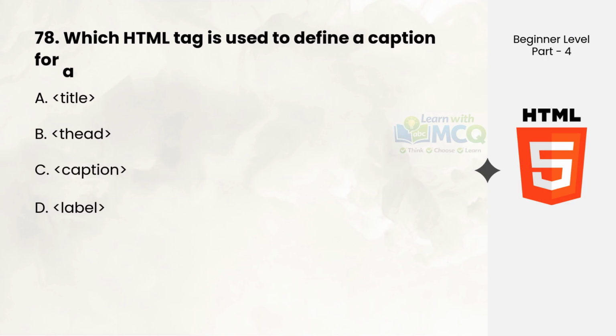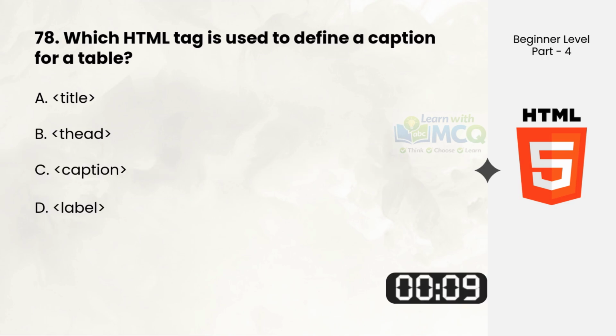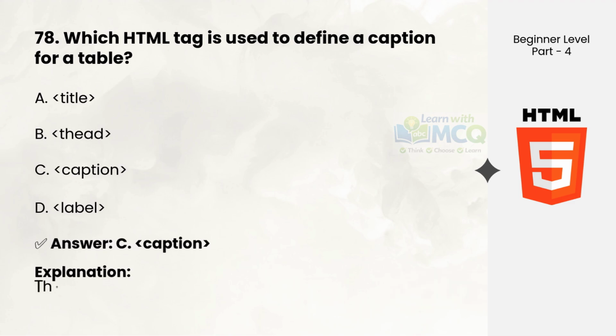Question 78. Which HTML tag is used to define a caption for a table? Options are A. Title, B. T-head, C. Caption, D. Label. The correct answer is C. The caption tag defines a title for a table.